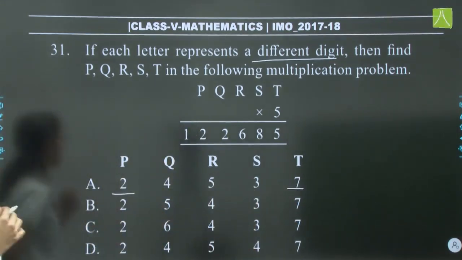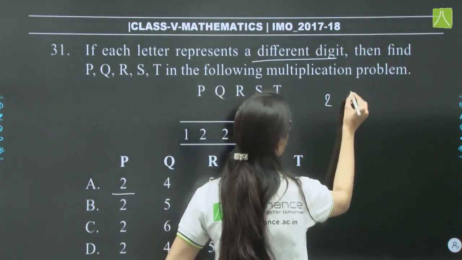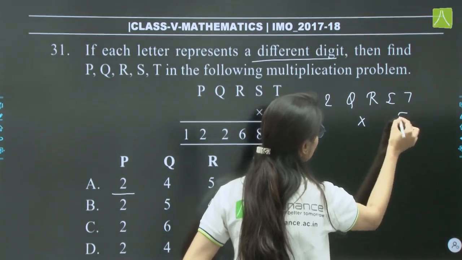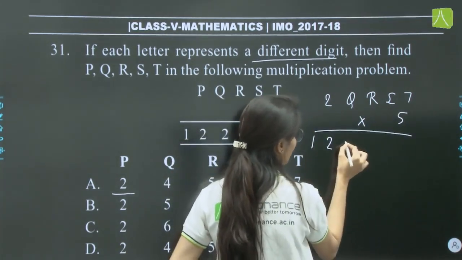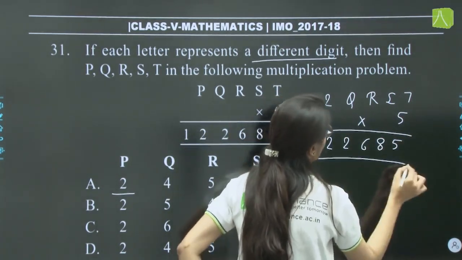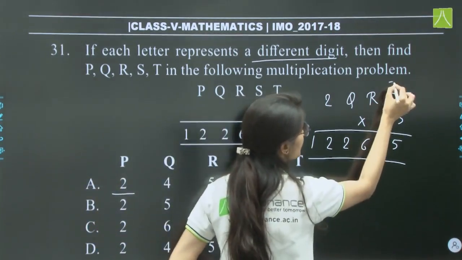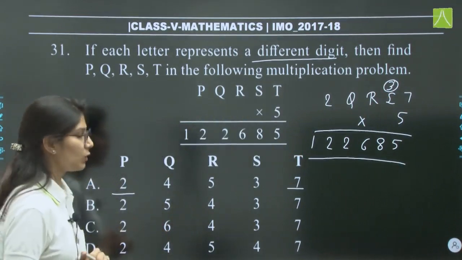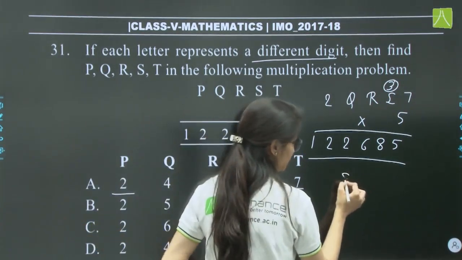First we put the values in the multiplication and then solve it. So it's 2 Q R S 7 multiplied by 5, and 1 2 2 6 8 5. This digit is already given. Now let's multiply. 5 7s are 35. So it's 5 here, and 3 will be carry. Now for the value of S, just look at the options. The value of S can be 3 or 4. So let's put them one by one.